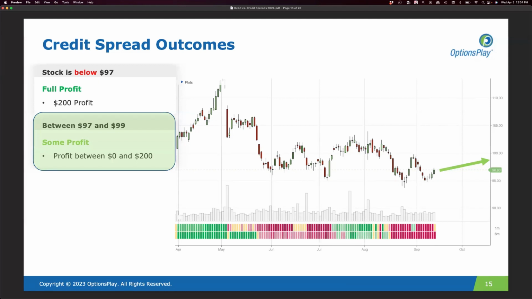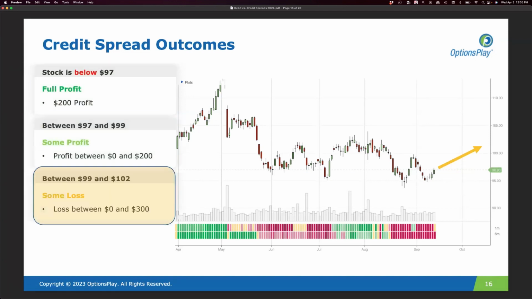So if it ends up somewhere between 97 and 99, you'll make anywhere between $0 to $200 in terms of profits, depending on how close you are to 97 or how close you are to 99. At 99, you make 0, and at 97, you make 200, and it's a linear scale between those two numbers. So if you end up at 98, you'll still make a $100 profit on this particular trade. And if, let's say, you end up somewhere between the break-even price and the upper strike of the call option that you've purchased, that's when you start to lose money on this trade, anywhere between $0 to $300.